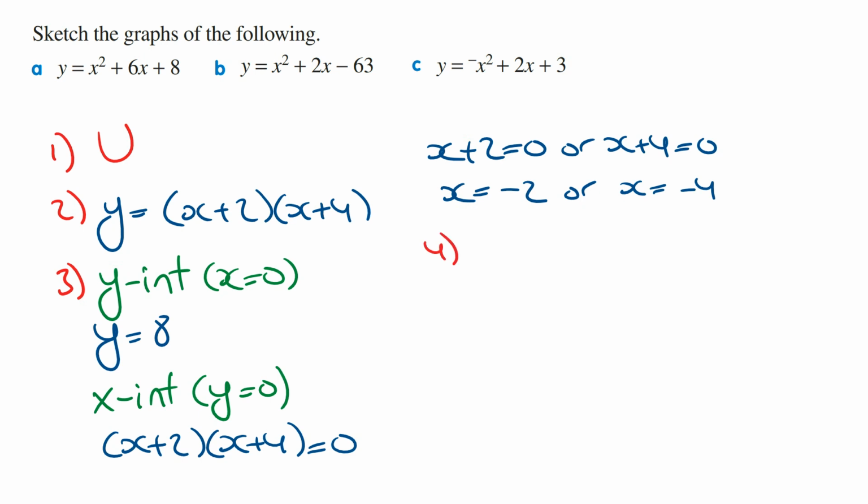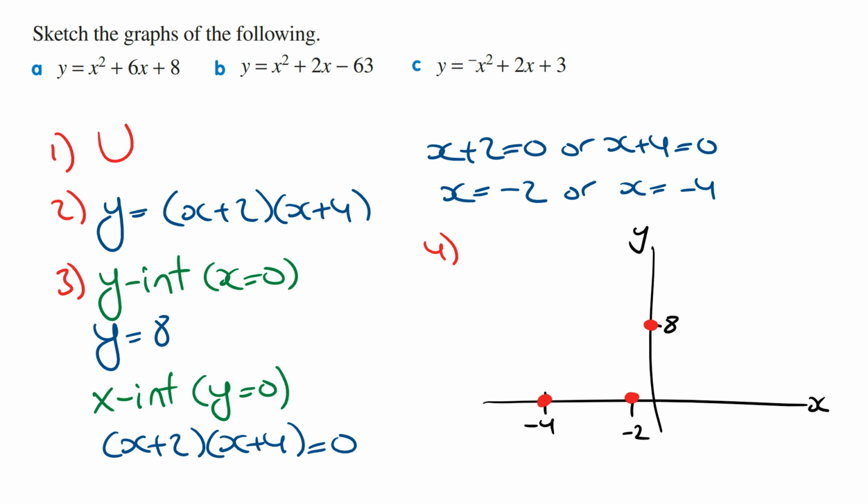Now for the last step, all we need to do is mark this on the axes and then sketch a positive parabola. On the axes, we mark the x and y intercepts and then sketch a positive parabola passing through these points.